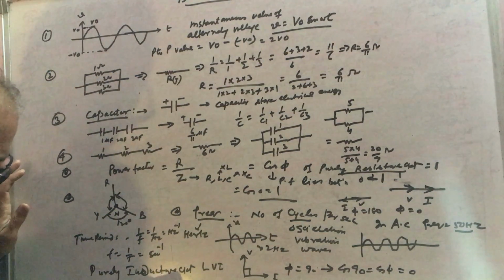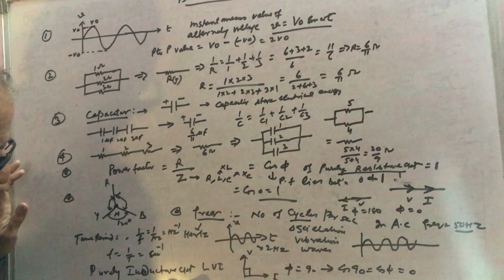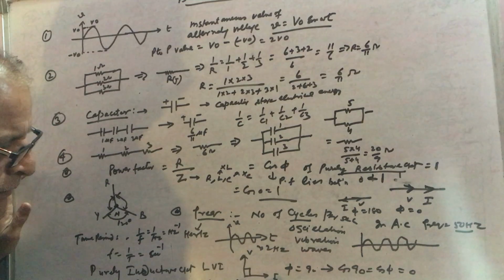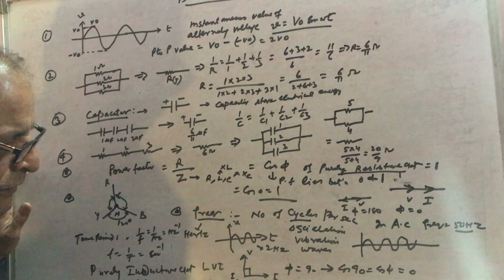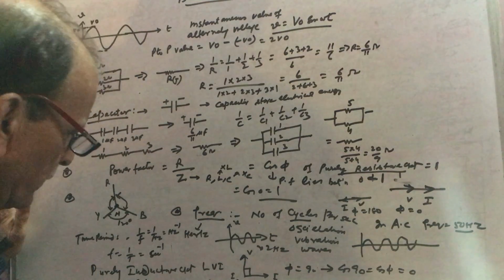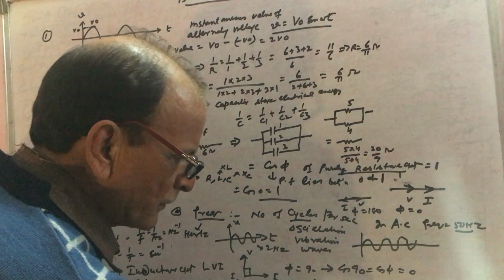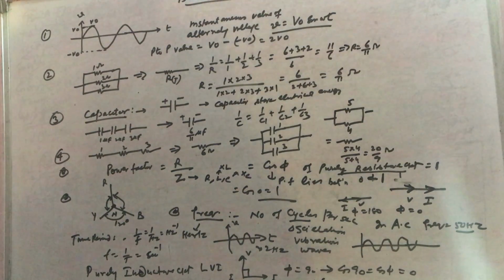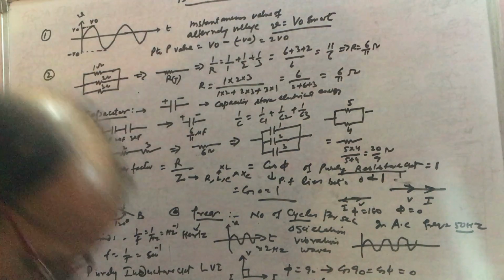Similarly, in purely capacitive circuit, C, current leads the voltage by 90 degree. Again this phase angle is 90 degree. So in purely capacitive circuit, power factor is 0. So you must remember it that if we have a circuit which is pure inductive or pure capacitive, their power factor is 0.